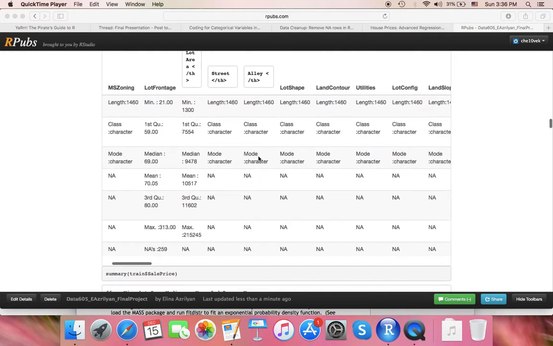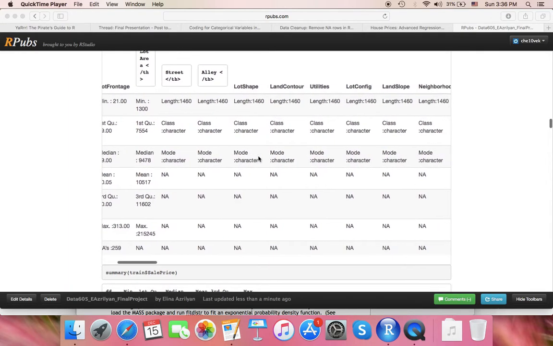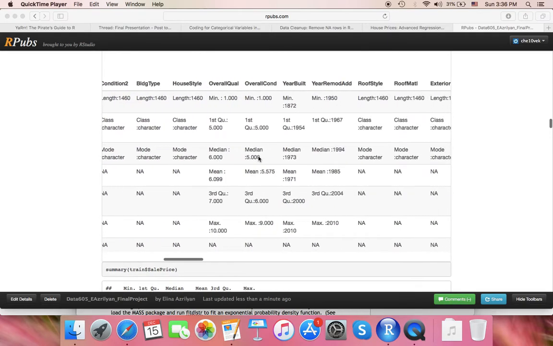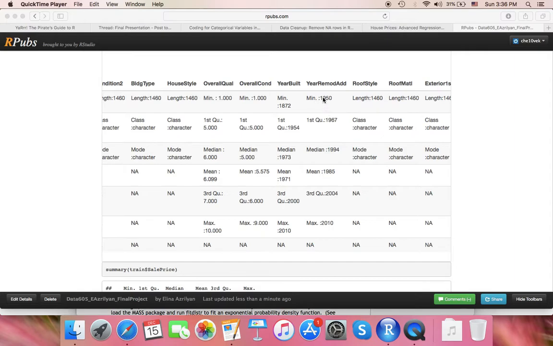So, what types of variables they are, what's the maximum, minimum, mean. Like year remodel was done. The mean is 1985, max is very recent 2010, the oldest was 1950.